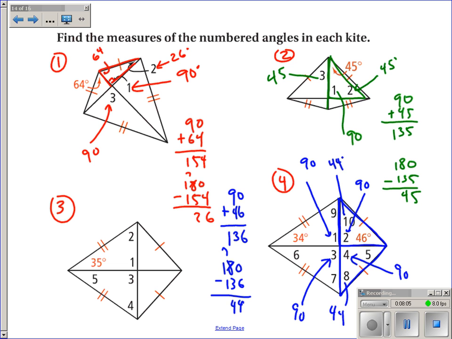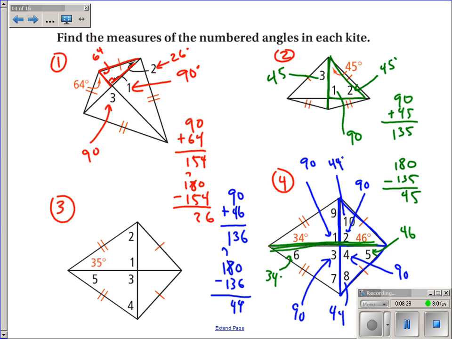Okay, and this middle diagonal will make it so that angle 5 is also 46. Okay, kind of moving around the triangle. Again, the middle diagonal bisects the angles. Angle 6 will also be 34. Okay.